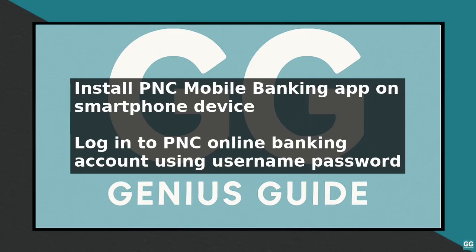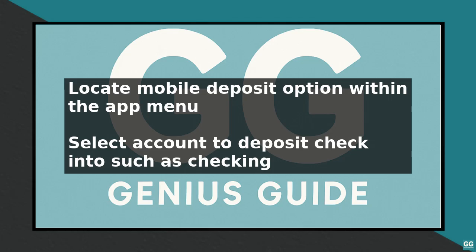Next, locate the mobile deposit option within the app, usually found on the main menu or under the Account Transactions section. Select the account where you want to deposit the check, such as your checking or savings account. Before proceeding, make sure you have a check that is eligible for mobile deposit.